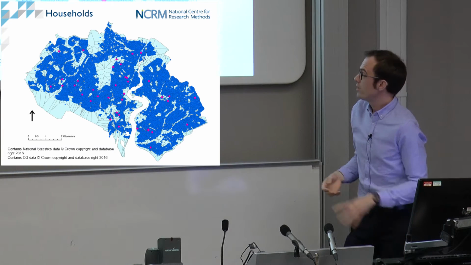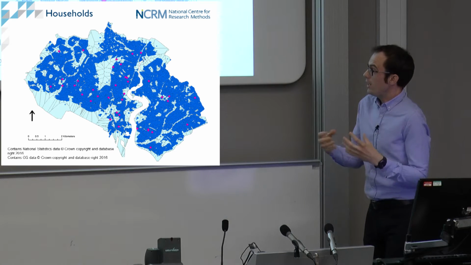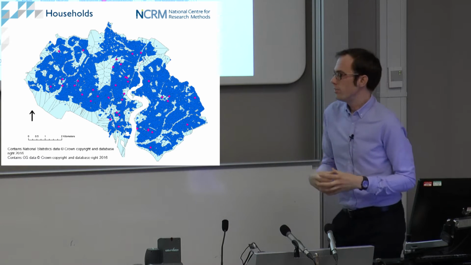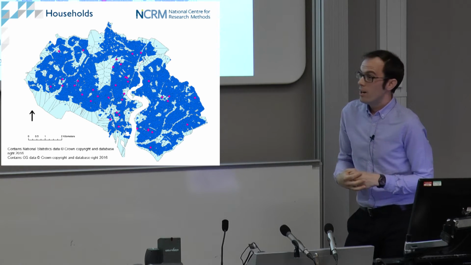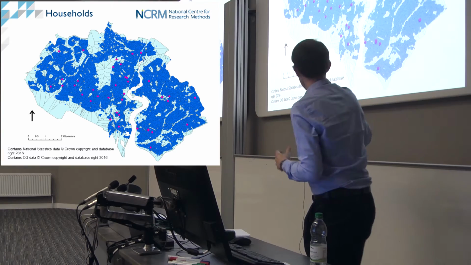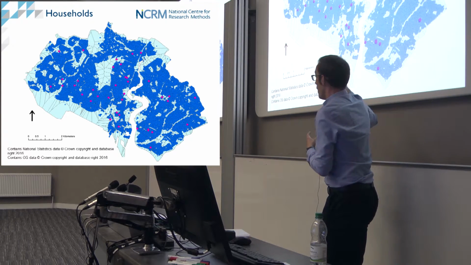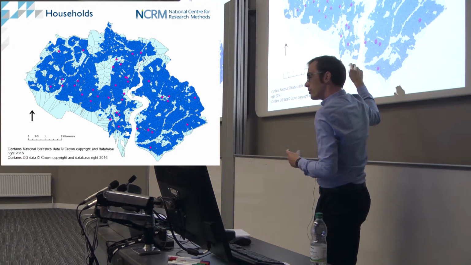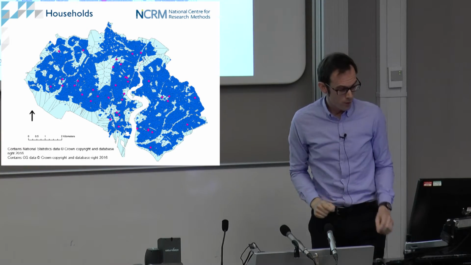So what we're doing with this data is calculating, using GIS software, the distance to a GP. We can work out which is the closest GP from each of our individual households. And then for the different zones which we've developed, we know what the average distance would be.